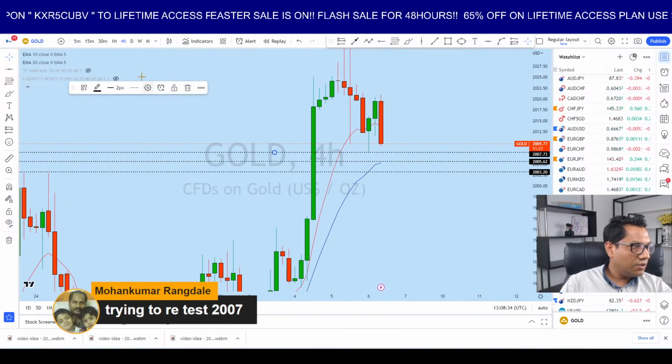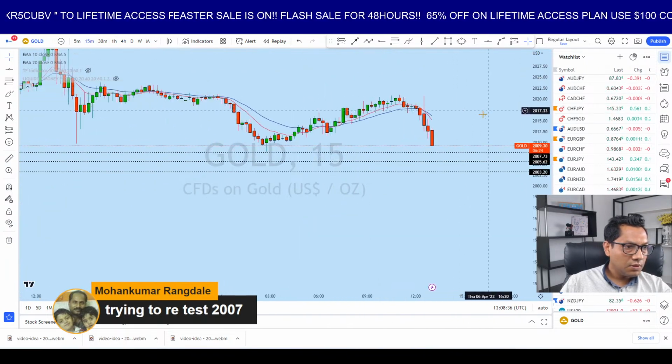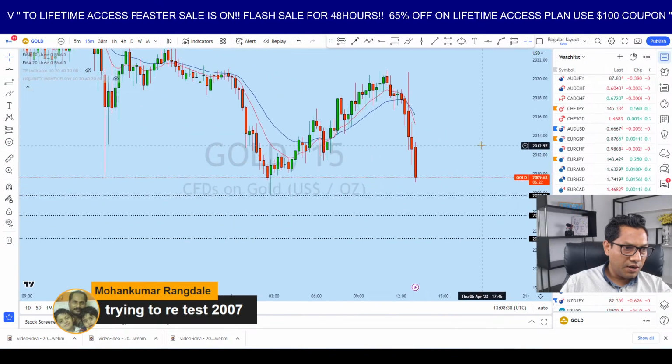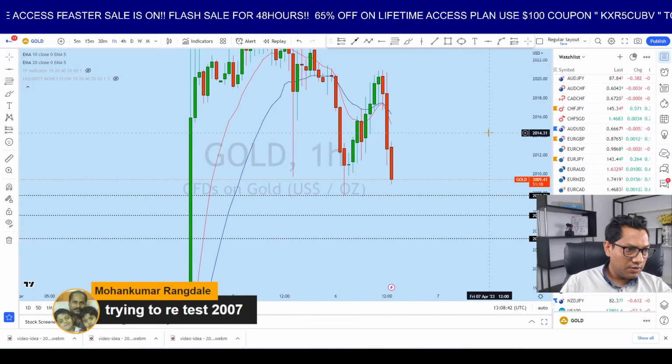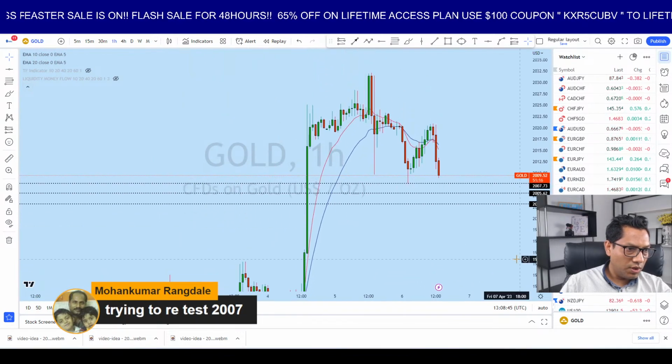We might see, as NFP is coming tomorrow, as I mentioned, that there is a good amount of liquidity gap.